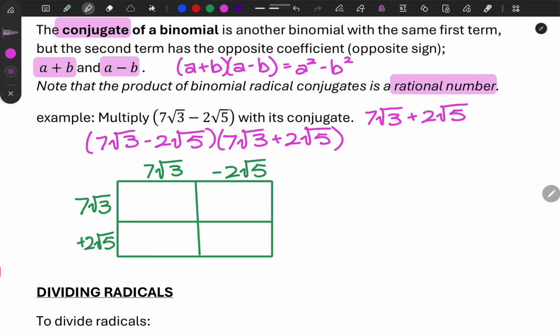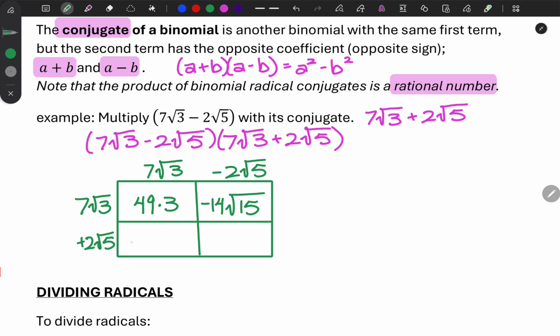The first box I'll highlight temporarily has 7 root 3 times 7 root 3. What I'm going to do is multiply the coefficients first, and then the radicals afterwards. So the coefficients 7 times 7 give us 49. And then root 3 times root 3 gives us just 3. So that will be 49 times 3, whatever that's equal to. Similarly for the next box, negative 2 times 7 is negative 14. And then root 3 times root 5 is root 15.